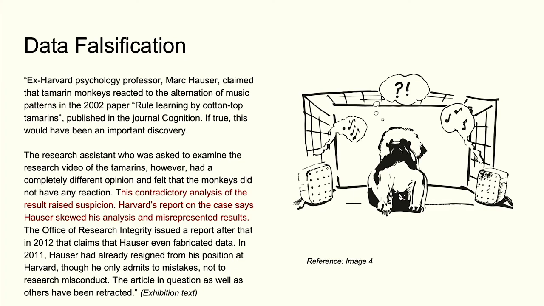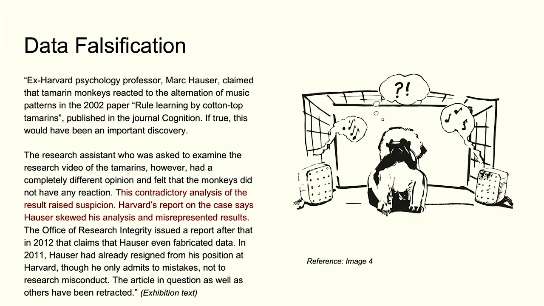It raised more suspicions, and a Harvard report of the case decided that Hauser had skewed his analysis and had misrepresented the results. They also claimed that he had fabricated data. He'd already resigned his position from Harvard, admits to some mistakes, but not to misconduct per se. I'm not saying there was misconduct here, or that there wasn't.